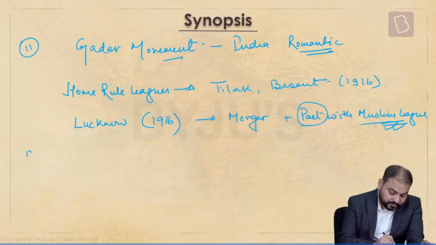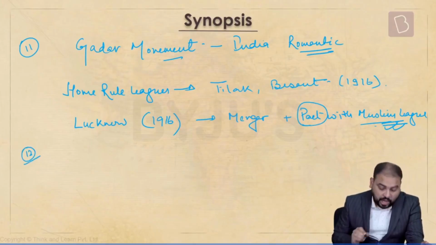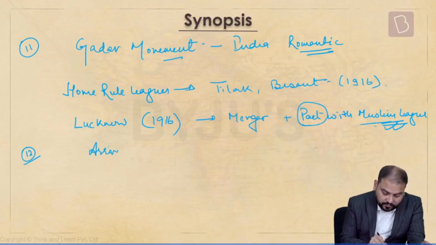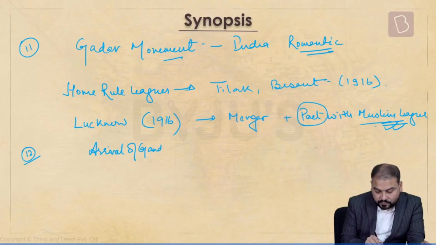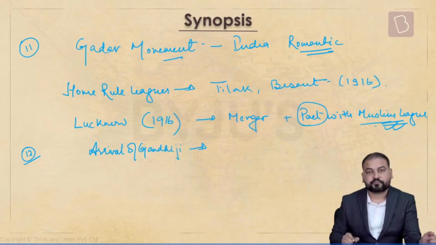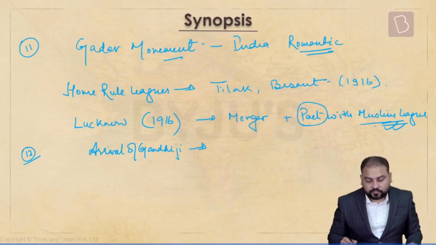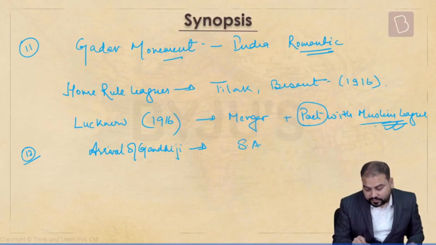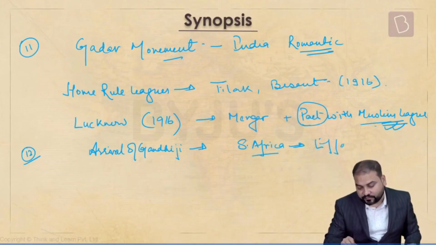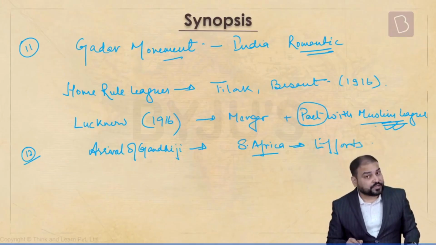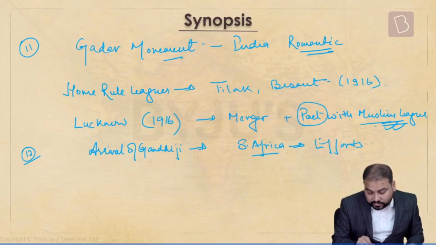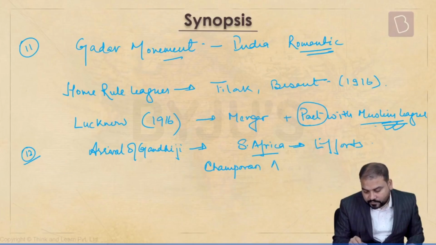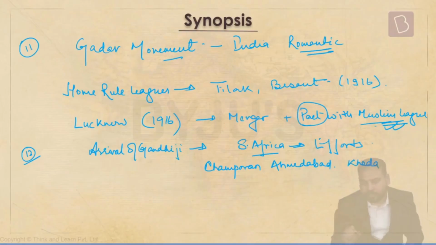Now at this moment, there will be the arrival of Mr. Gandhi, Gandhiji. The world knows about him because he has already done a lot of things in South Africa. So we shall see his efforts in South Africa. Once he comes back to our country, he will do three small movements: Champaran, Ahmedabad, Kheda.